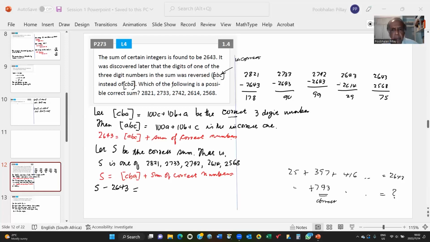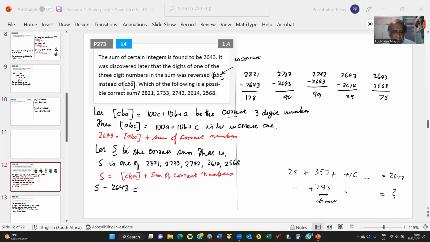The question is, which of the following is the correct sum? So let's give a name to the correct sum. If you think about it, S is equal to the corrected one. In other words, the numbers, not ABC, but CBA, plus the sum of the other numbers. And these sums are exactly the same, right? Because nothing happened to those numbers.